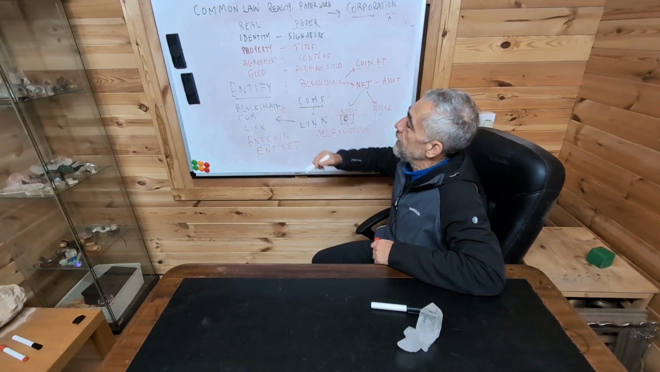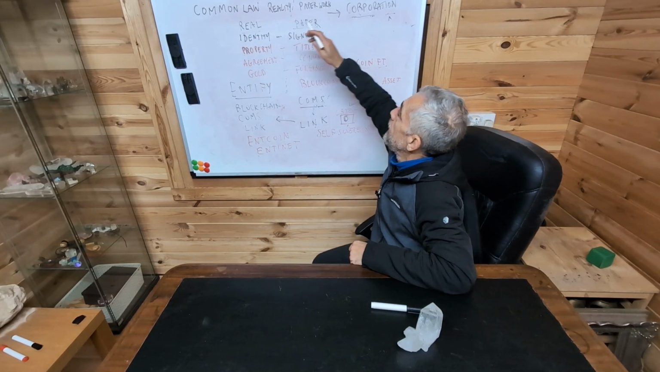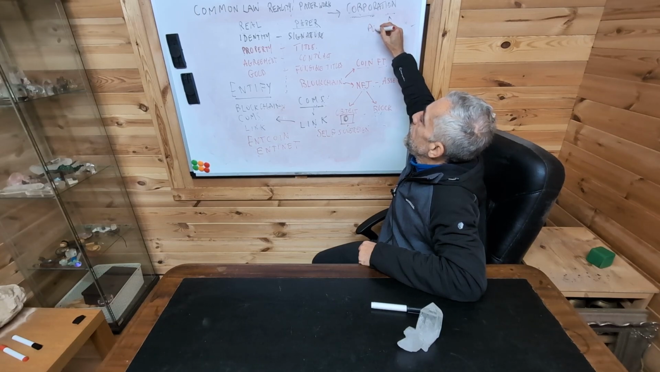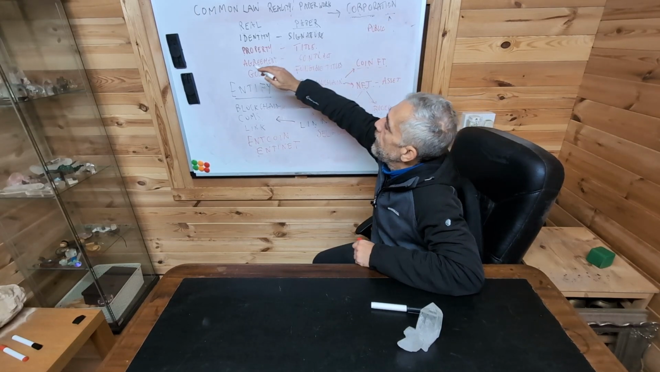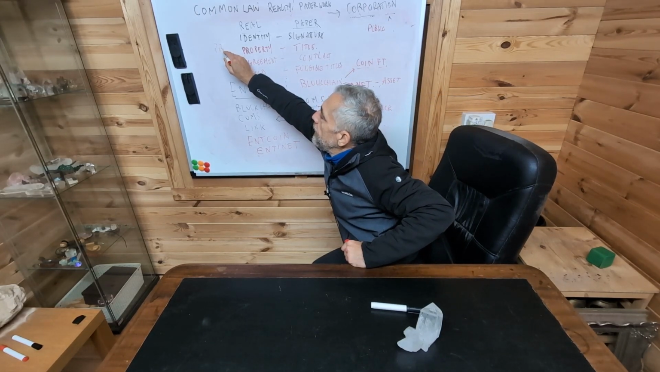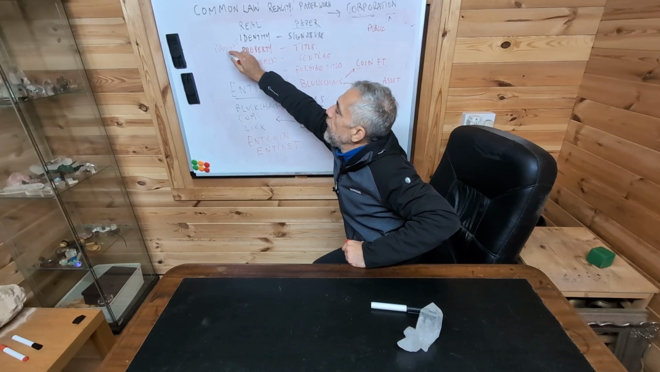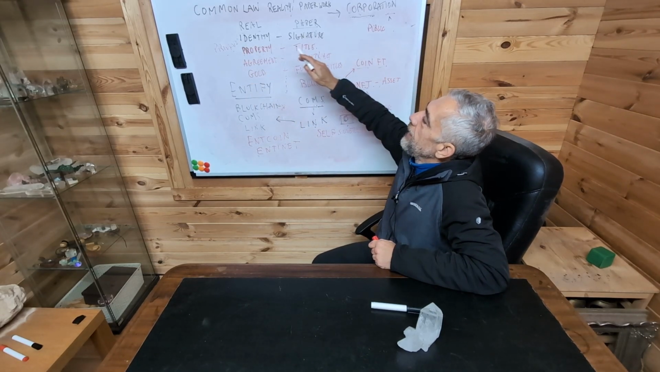There's another way of looking at this. Common law is in the private. Corporate law is in the public. This is the public. This is the private. Now this might not be quite right what I'm saying. This is my way of saying it.